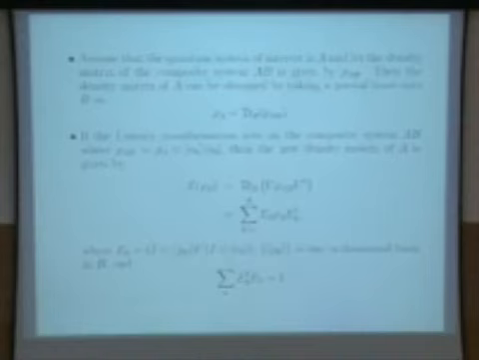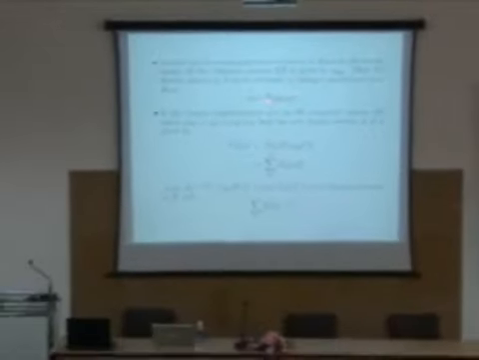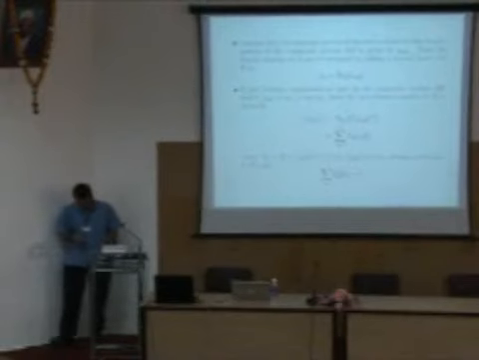Now let's deal with composite systems here. Assume that the quantum system of interest is A, and let the density matrix of the composite system AB be given by rho sub AB. The density matrix of A can be obtained by taking a partial trace over B, where trace sub B here indicates the partial trace over B.